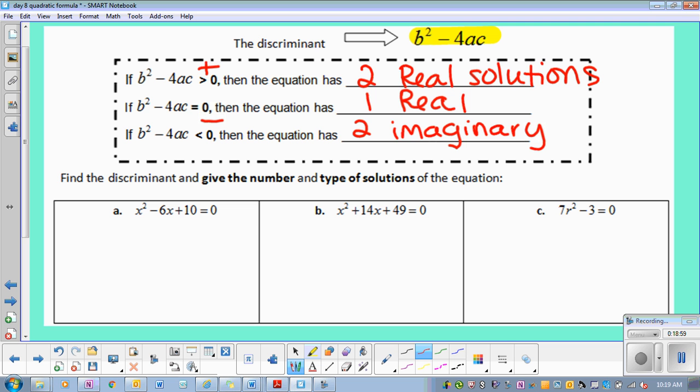So if you plug your b, a, and c into your discriminant, and you get a positive, that means you have how many and what type of solutions? 2 real. How about if you get 0? 1 real. How about if you get a negative number? 2 imaginary. Can you memorize this? Yes. Thank you, Mitchell.